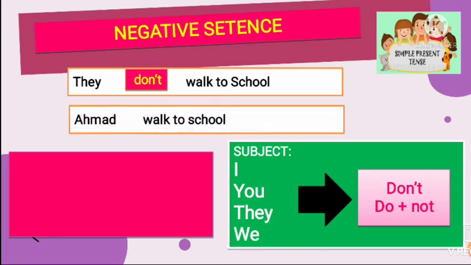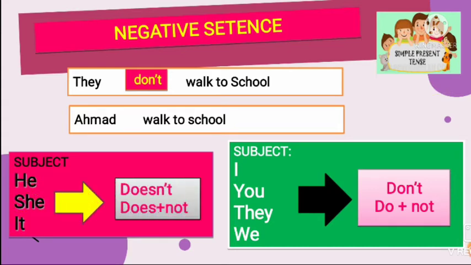And then Ahmed walks to school. Ahmed is she or he. So remember the other subjects, she, he, it. The thing you need to add is does not. So does plus not, you can say doesn't. Here in the sentence, Ahmed is she or he? Okay, he doesn't walk to school. That's how you do it. She doesn't walk to school. It doesn't walk to school.